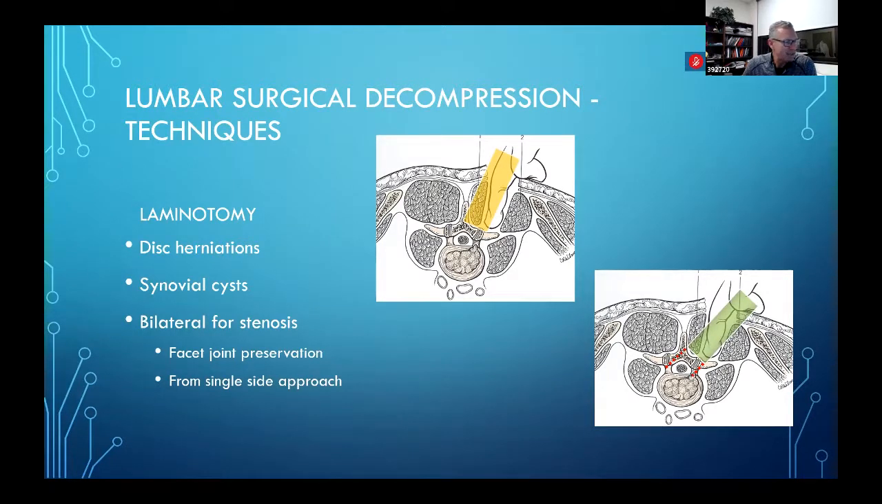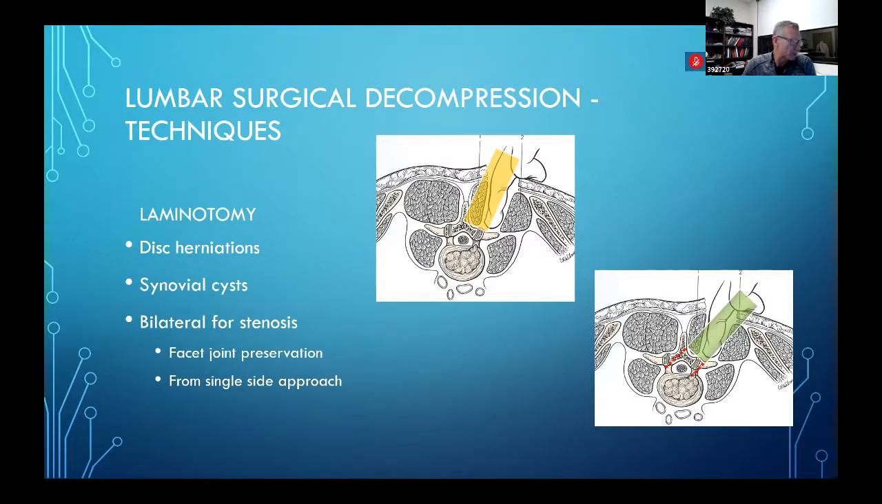And by angling your approach, you will either do a unilateral decompression, or you can do bilateral decompression through a unilateral approach, leaving the spinous process and the lamina intact on the opposite side. My diagrams there show the different angles and the different apertures that you would require to be able to visualize the neural canal at the different angles to do the work.